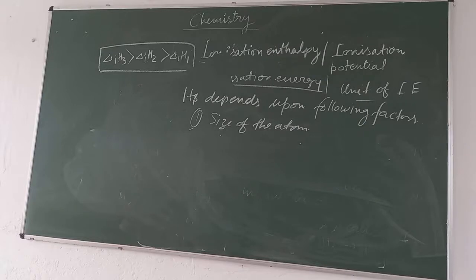Therefore, it becomes easy to remove the most loosely bound electron from the atom. That is, ionization energy decreases with the increase in atomic size. Ionization enthalpies of alkali metals decrease on going down the group. It is due to increase in their atomic size.